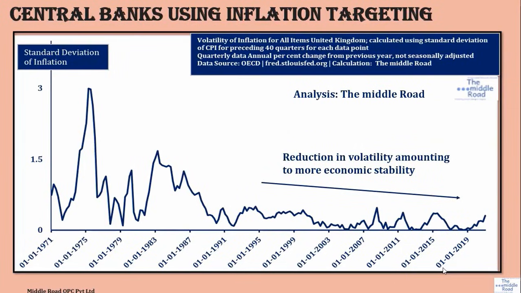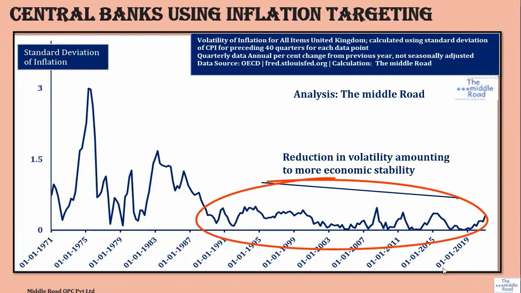I got this data from the United Kingdom. I've calculated the standard deviation of CPI for the preceding 40 quarters, to show how the volatility has come down. If you look at this graph, you can easily see that over a period of time, central banks have done a tremendous job in containing inflation. But then there is a catch. Is it because of their efforts or because there's more availability of data? Look at a lot of papers which have come out on this particular topic, and I leave the verdict with you.